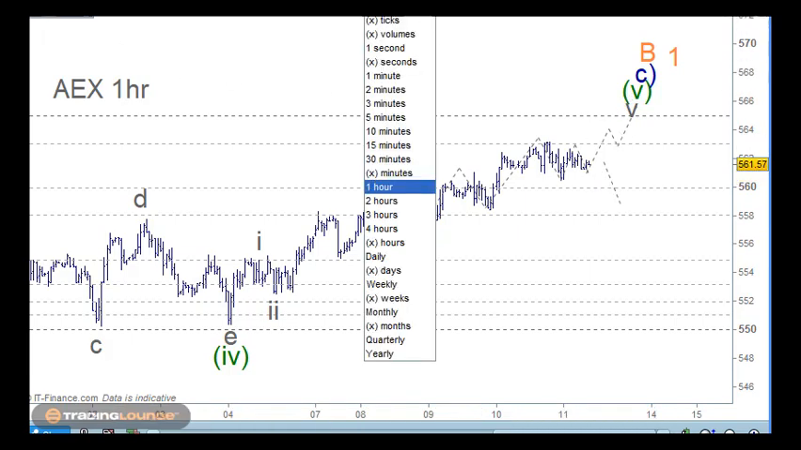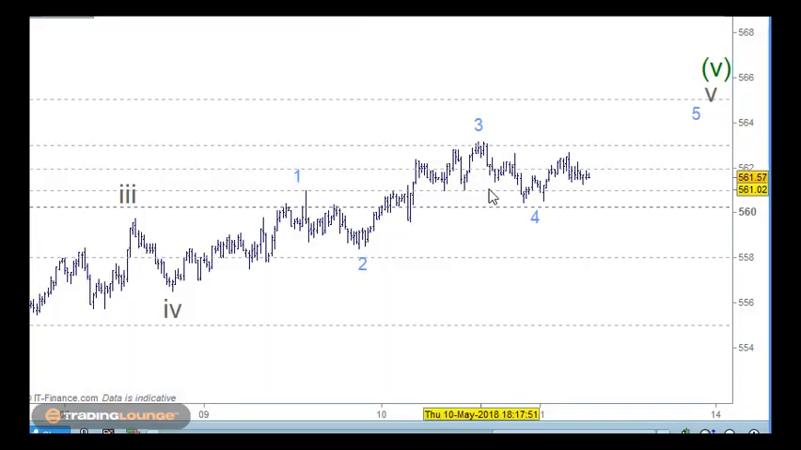I don't think that the tick chart's got any. Oh yeah. Okay, it's a bit helpful. So we're kind of on track.